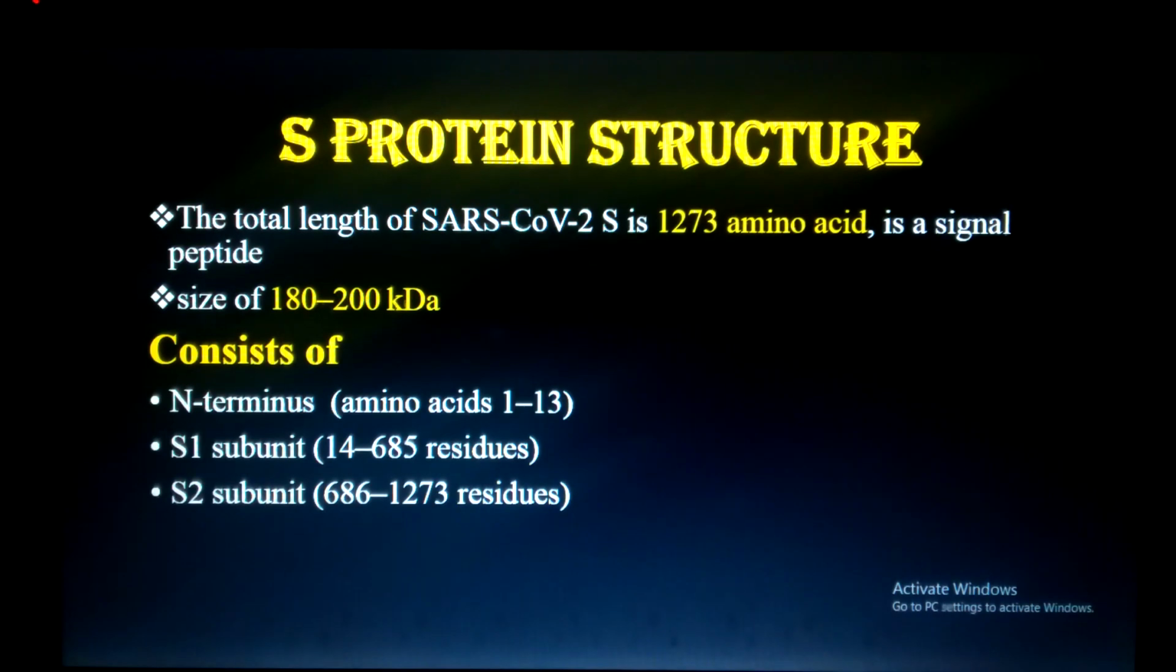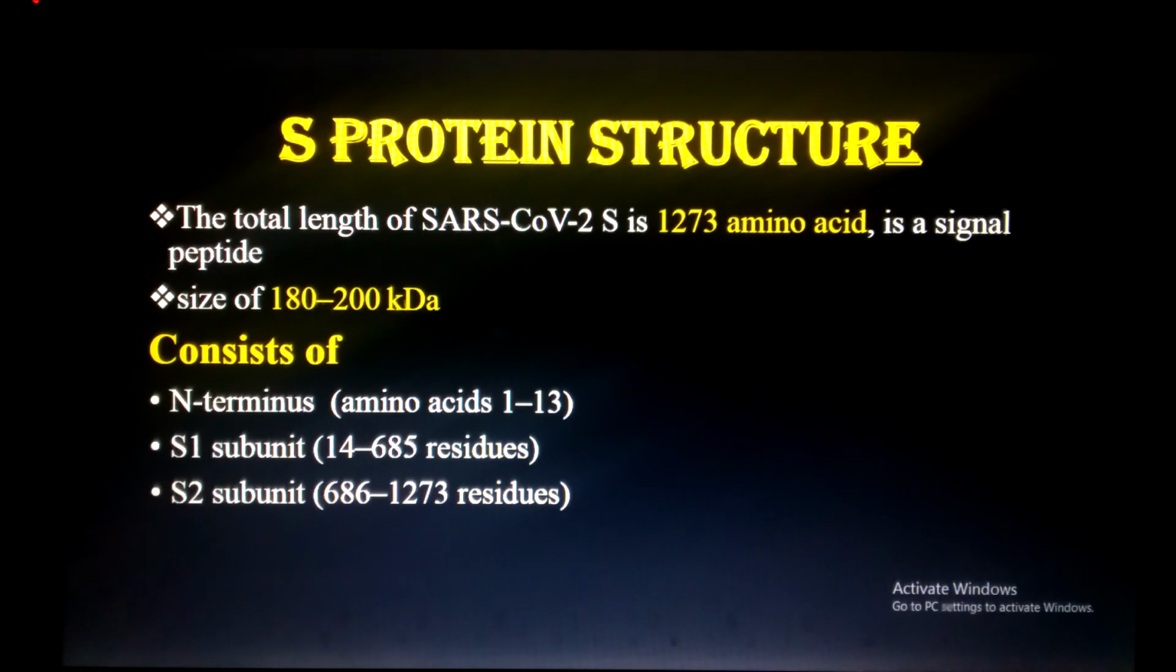Now, the structure. The total length of the SARS coronavirus 2 spike protein is about 1273 amino acids, and it is a single peptide. Keep it in your mind. The size of the S protein is about 180 to 200 kilodalton. And this S protein consists of 3 parts: number 1, the N-terminus, number 2, the S1 subunit, and number 3, the S2 subunit.